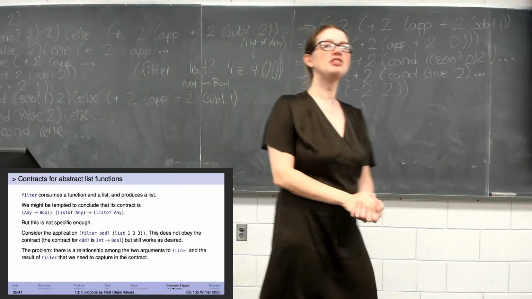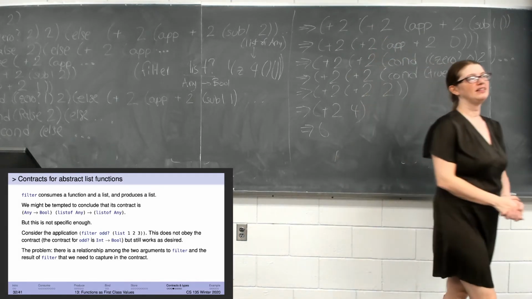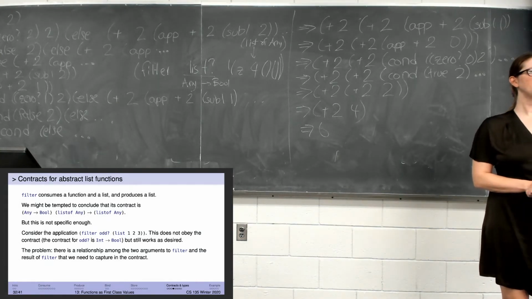But it doesn't match the return type, because what's produced by this is not a list of any. It's going to be a list of lists, which technically a list is anything, so it's still very tempting to make this work, but here's the problem.